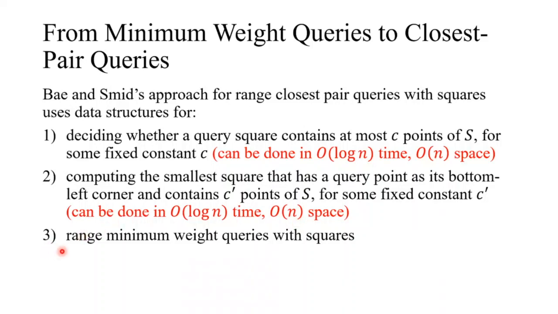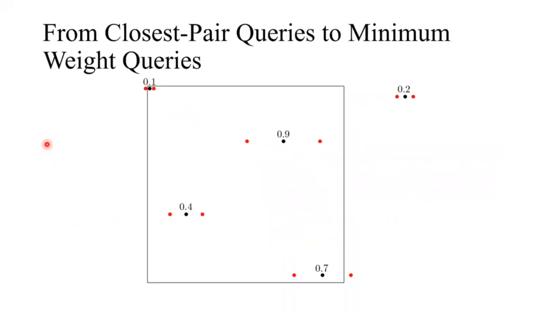And finally, performing range minimum weight queries with squares. Therefore, if range minimum weight queries with squares can be performed using a time which is greater than log n and a space which is greater than n, then we can perform closest pair queries using those same exact time and space requirements. And now last but not least, let's look at reductions in the other direction, namely how to use closest pair queries to answer minimum weight queries.